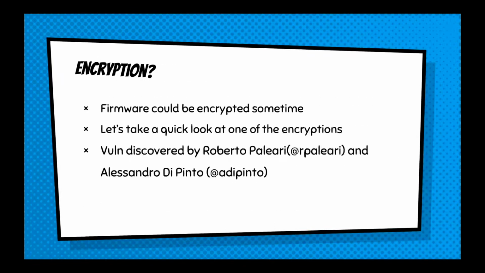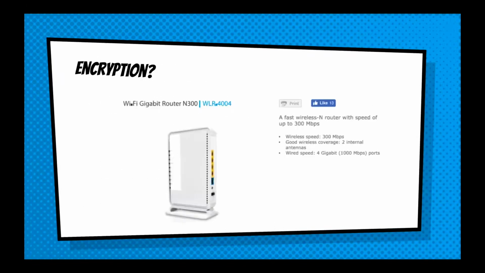So extracting the firmware is what we have already covered. What if the device is using encryption? So this is one of the examples. This particular device, N300, was using encryption. But if you look at the encryption, let me quickly share my full screen.